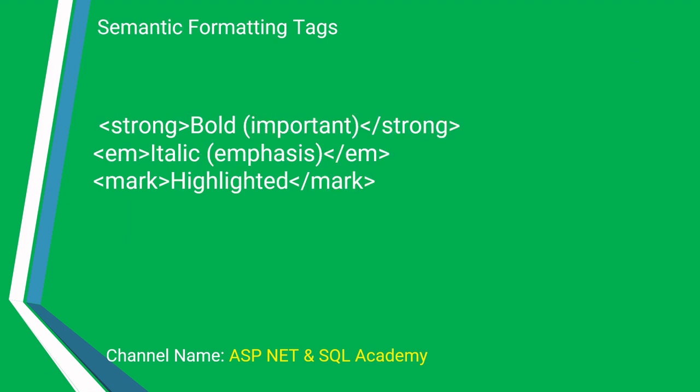Unlike visual tags, semantic tags like strong, em, and mark have meaning. Strong indicates important text. Em adds emphasis, and mark highlights text with a yellow background by default.